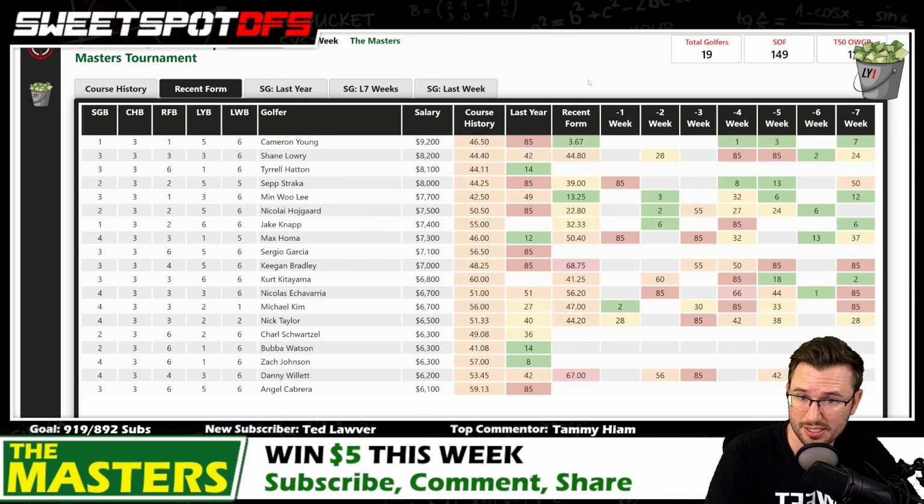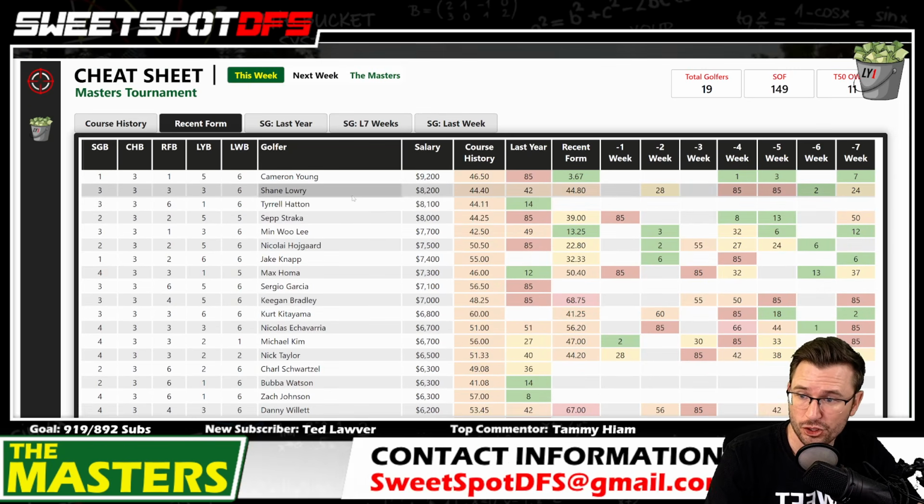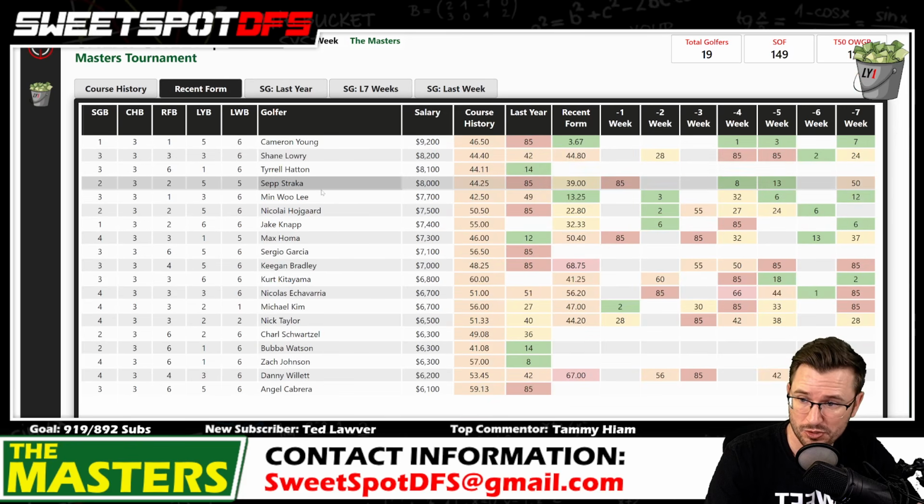Cam Young is in this bucket. Cam Young, Shane Lowry, Tyrrell Hatton, Sepp Straka, Minwoo Lee, Nikolai Højgaard, Jake Knapp, so on and so forth. So 1 to 3.